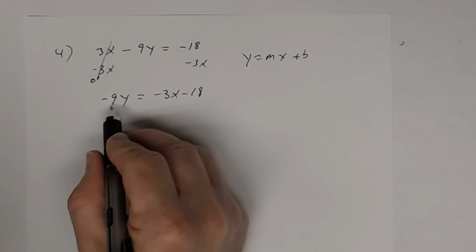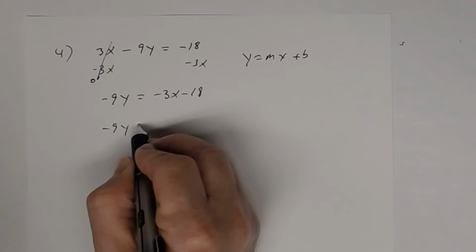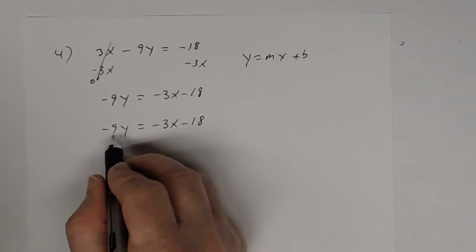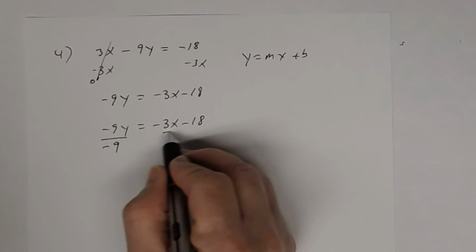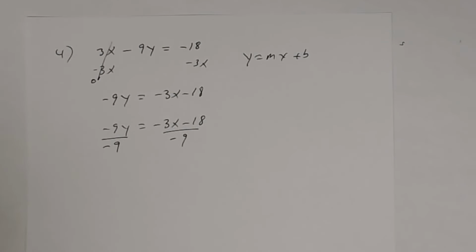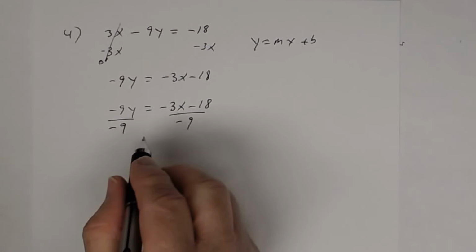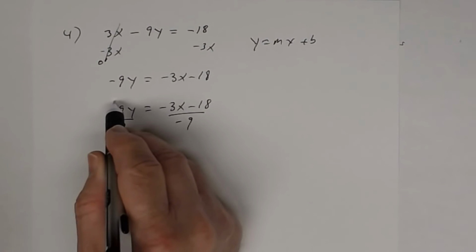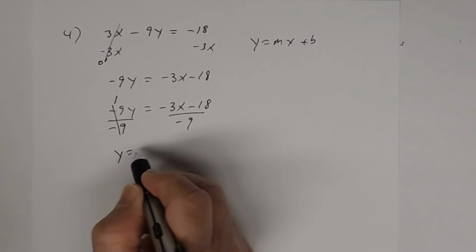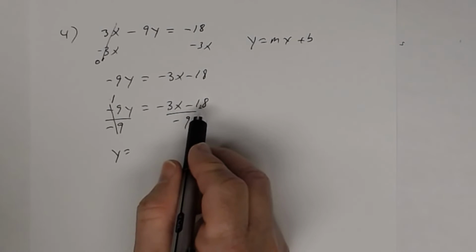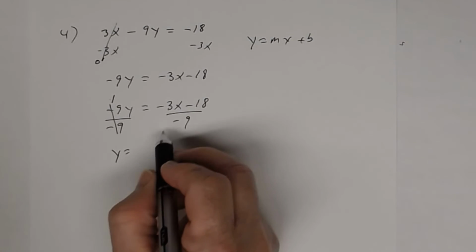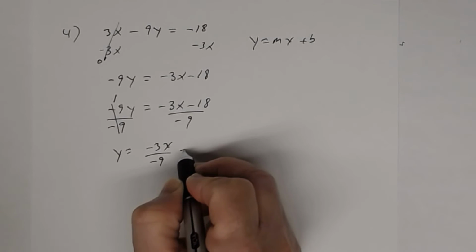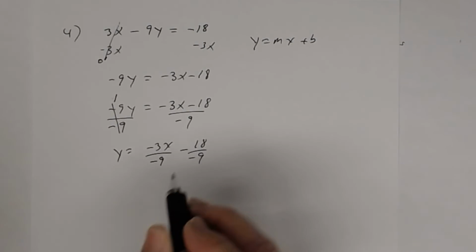Okay, now let me go ahead and rewrite this over. And the next thing I'm going to do to get y by itself is I'm going to divide both sides by negative 9, just like that. Okay, and so then when I reduce, negative 9 divided by negative 9 is 1. 1 times y is y, equal, and then you're going to rewrite this as two separate fractions. So I have negative 3x divided by negative 9, and then minus 18 divided by negative 9.